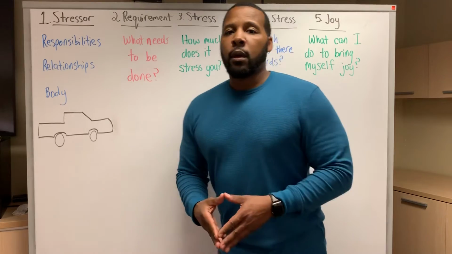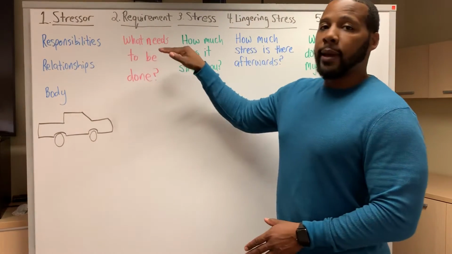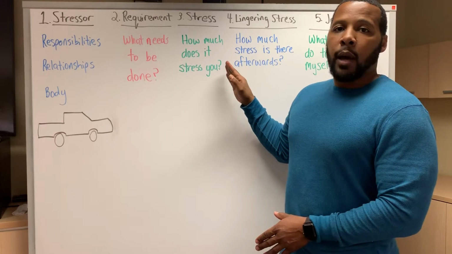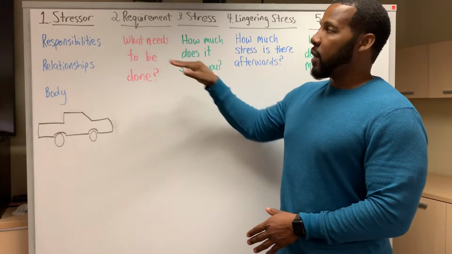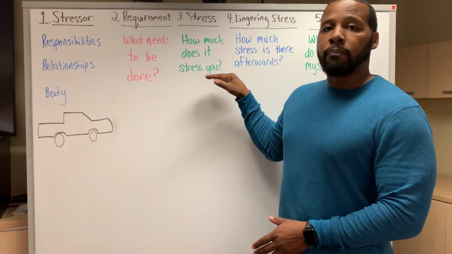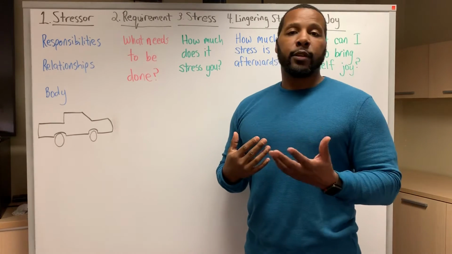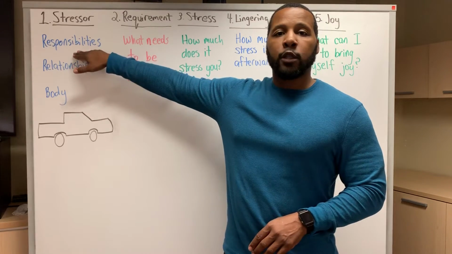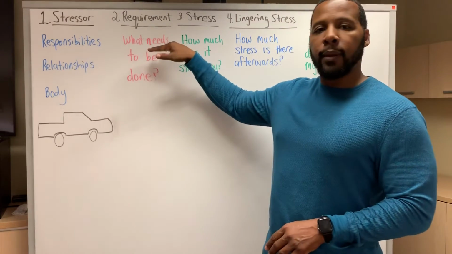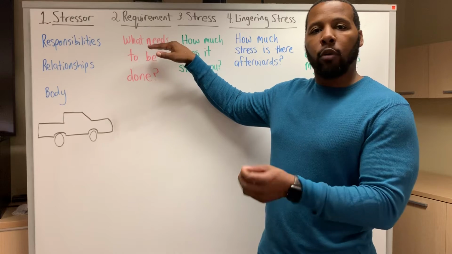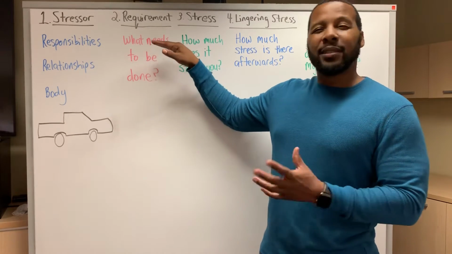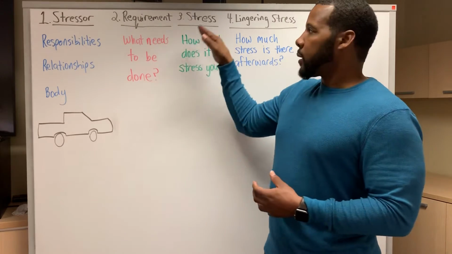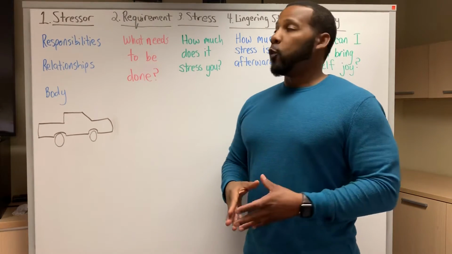Step number 3, for each stressor and its associated requirement, using a value system, identify how much stress that requirement causes you. I'm a numbers person. I like to use numbers. So for example, if it's my responsibility to sweep the floor, the requirement is for me to get up and get that broom and sweep until it's complete. But this is something that I do pretty regularly. That might not stress me very much, so I might give that a stress value of 1.